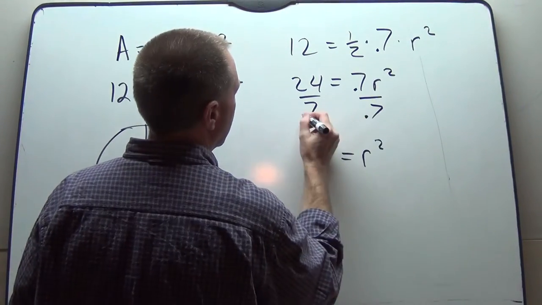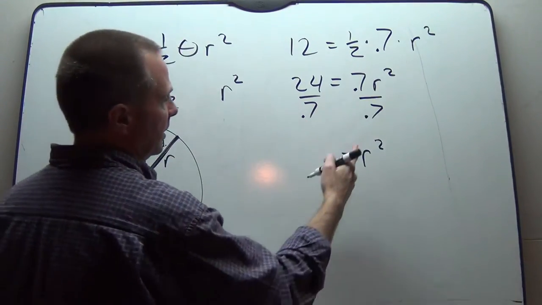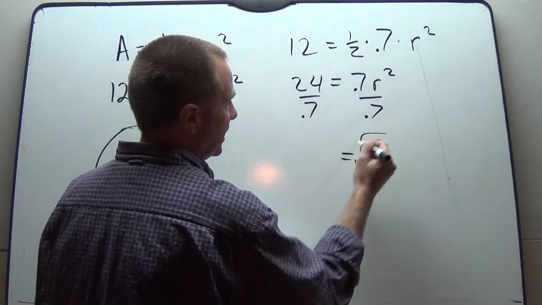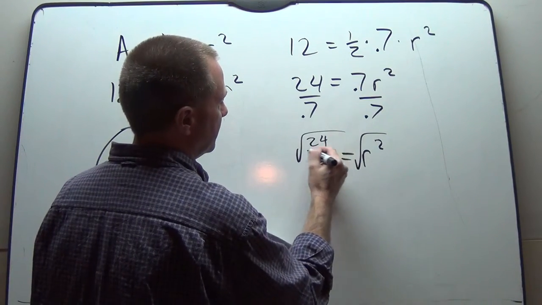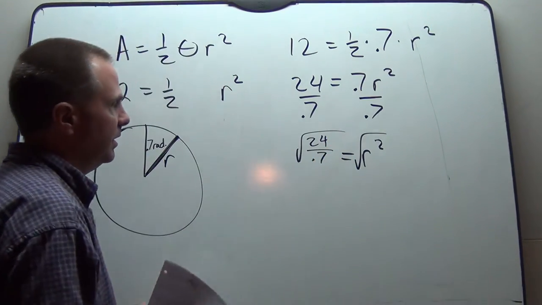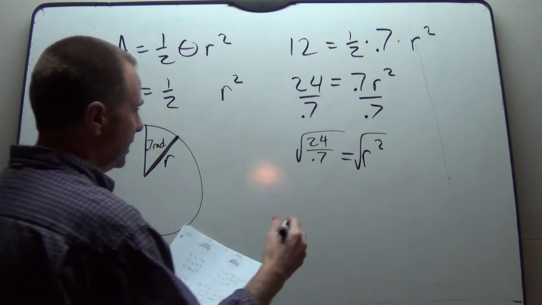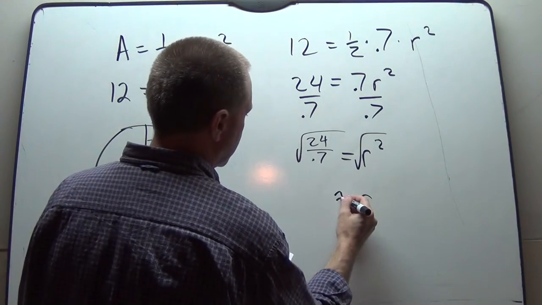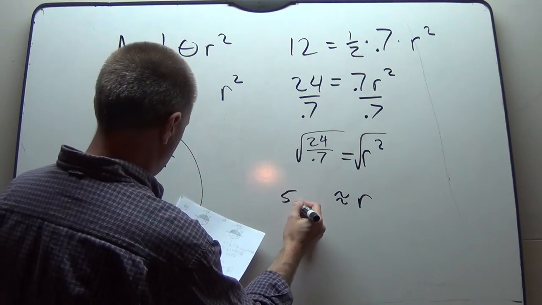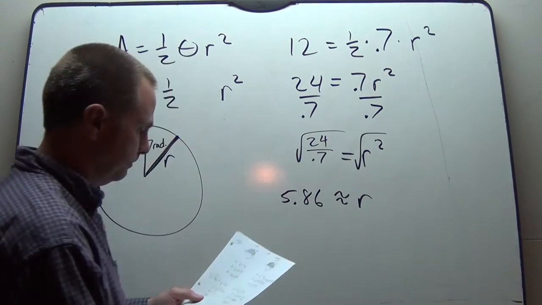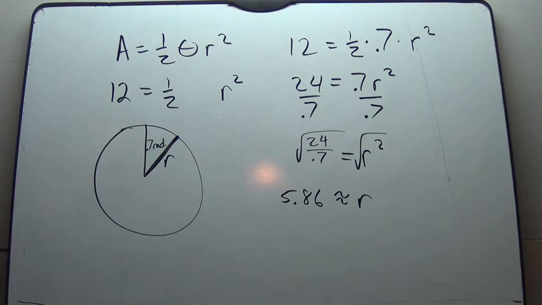So we're going to divide by 0.7. And then to get r from r squared, we take the square root of whatever that is. So again, in your calculator, take 24 divided by 0.7, and r is approximately 5.86. Alright, and that's the first example.